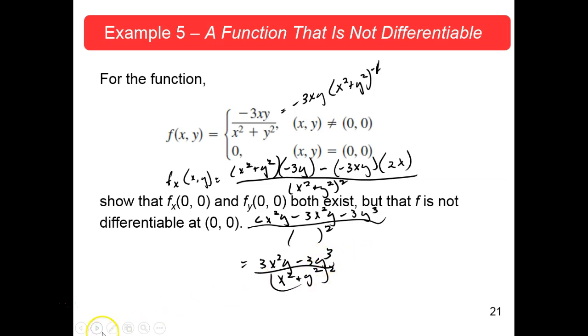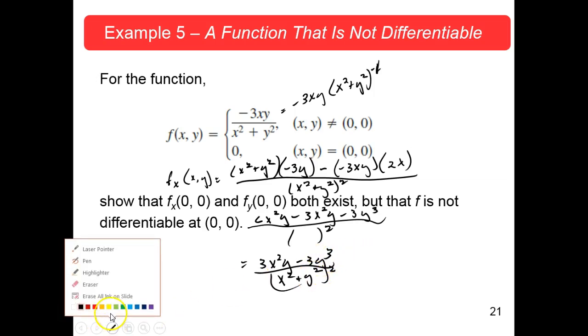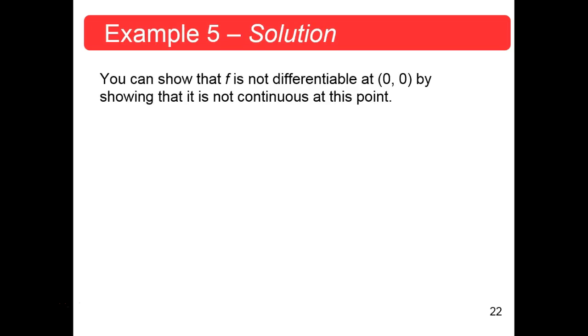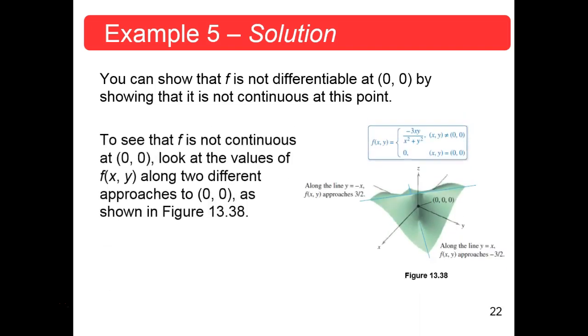Since they have it here, let's see if we can figure out what they're saying. Let me erase mine. But that's the point. It says show that they both exist, but it's not differentiable. When I go to take a partial derivative, it doesn't exist. It's not continuous, so it's not differentiable. We know that. Here is the graph of it, which doesn't do a lot for me.